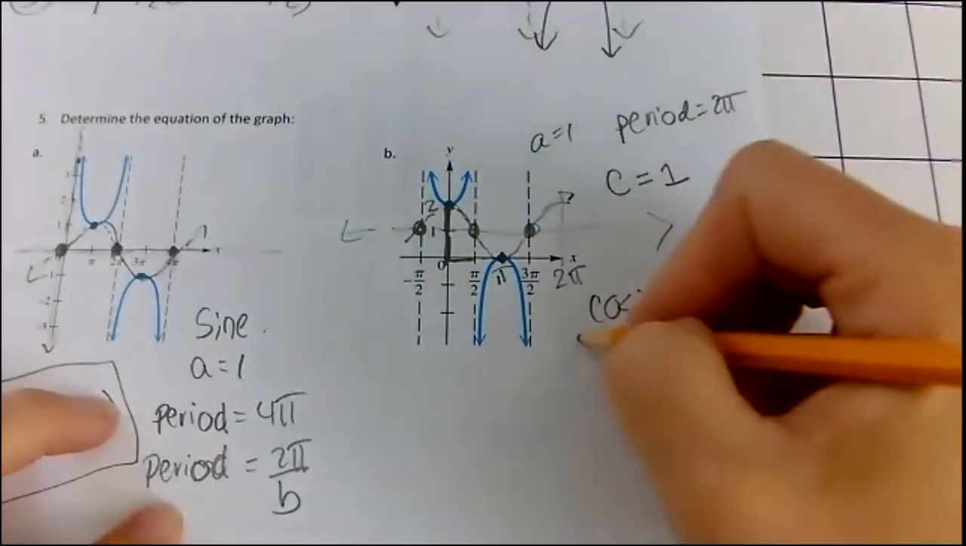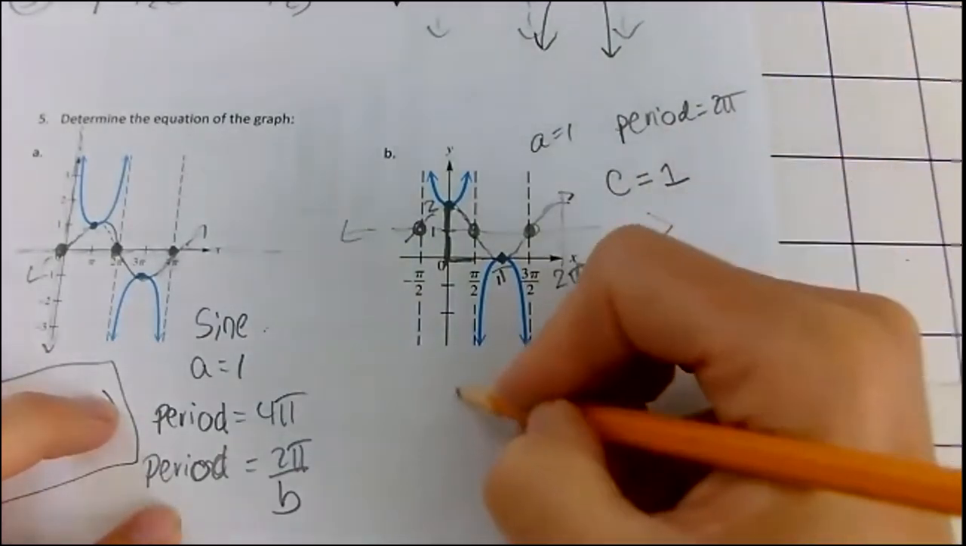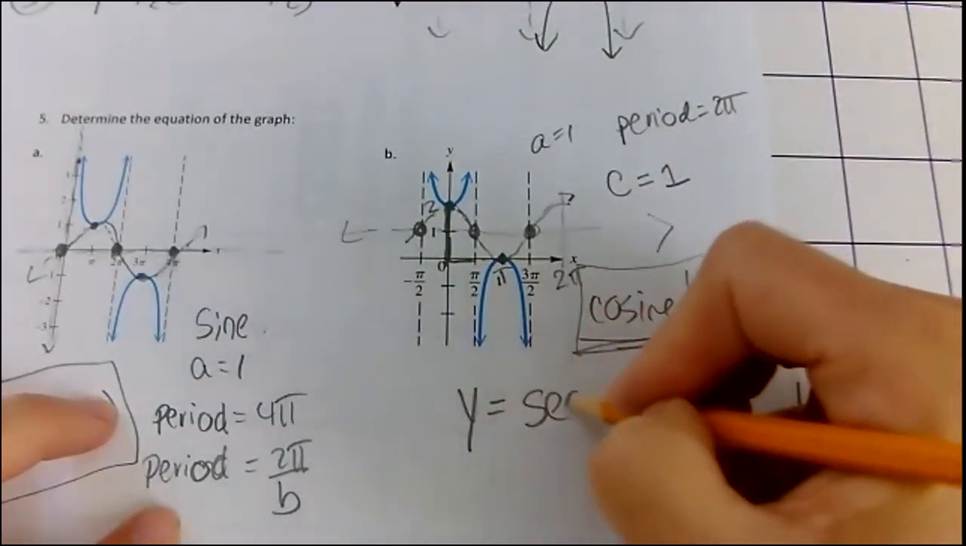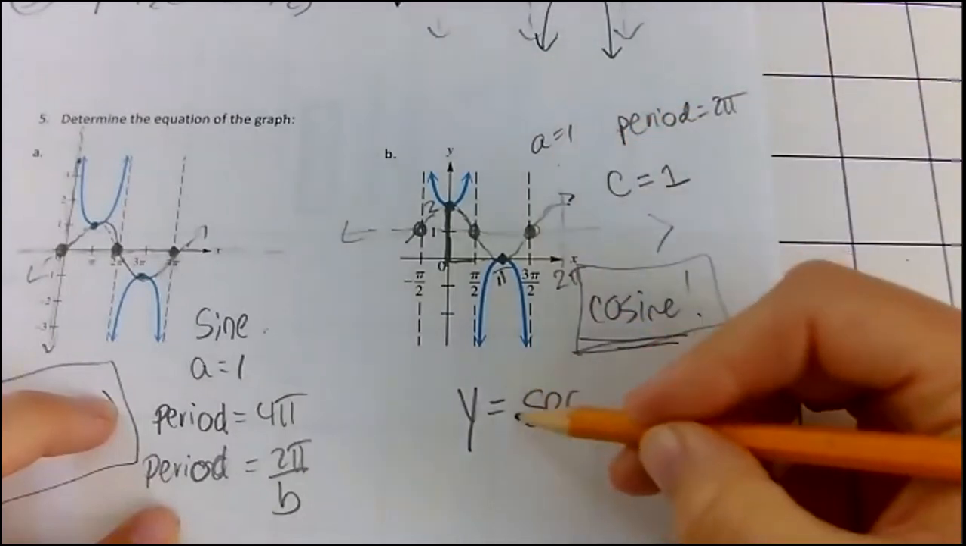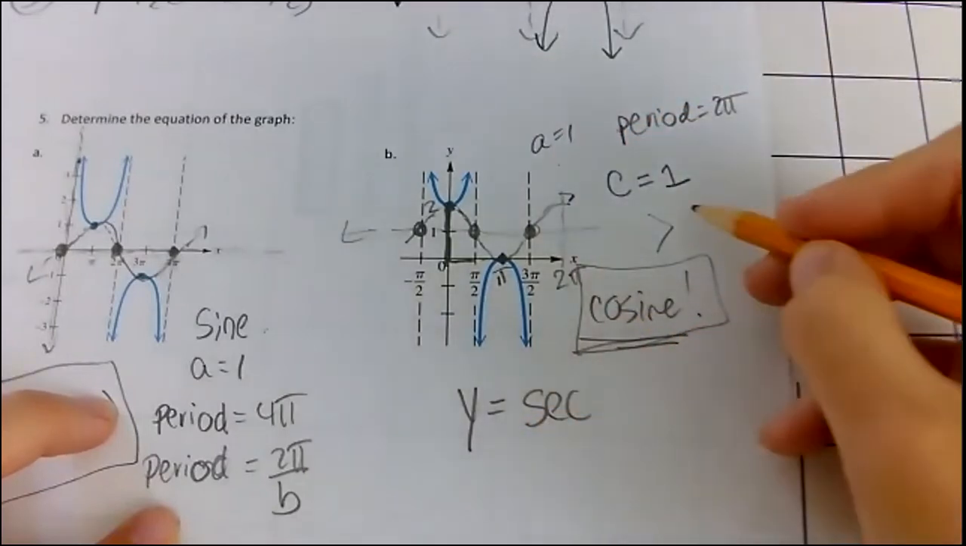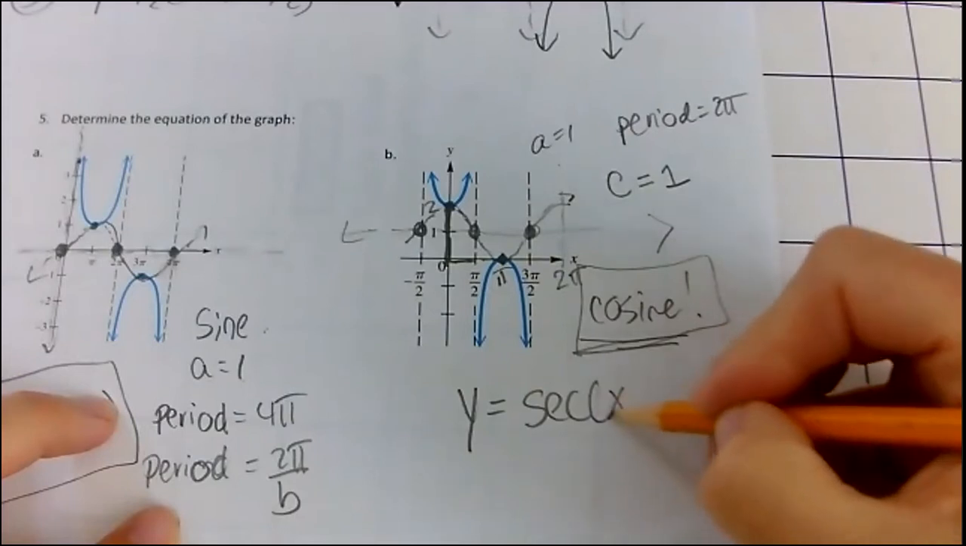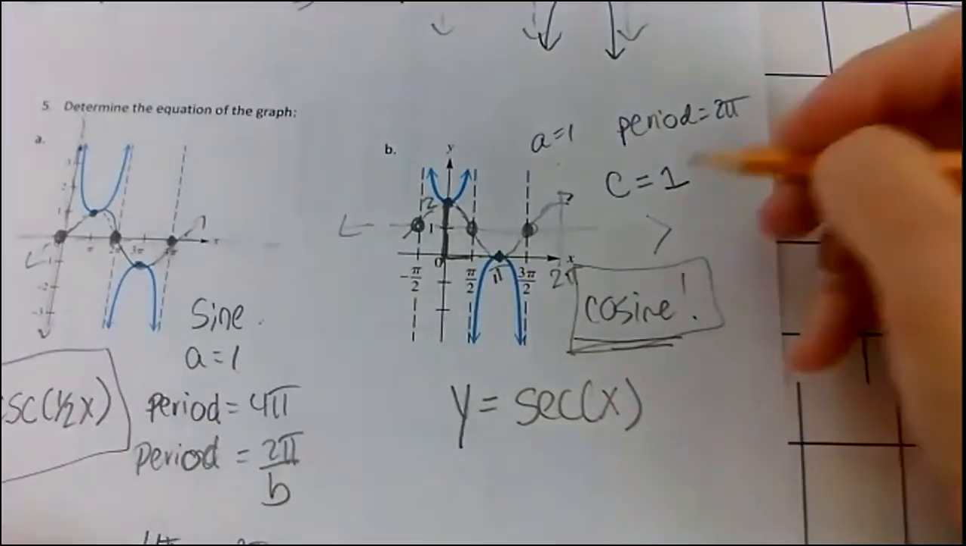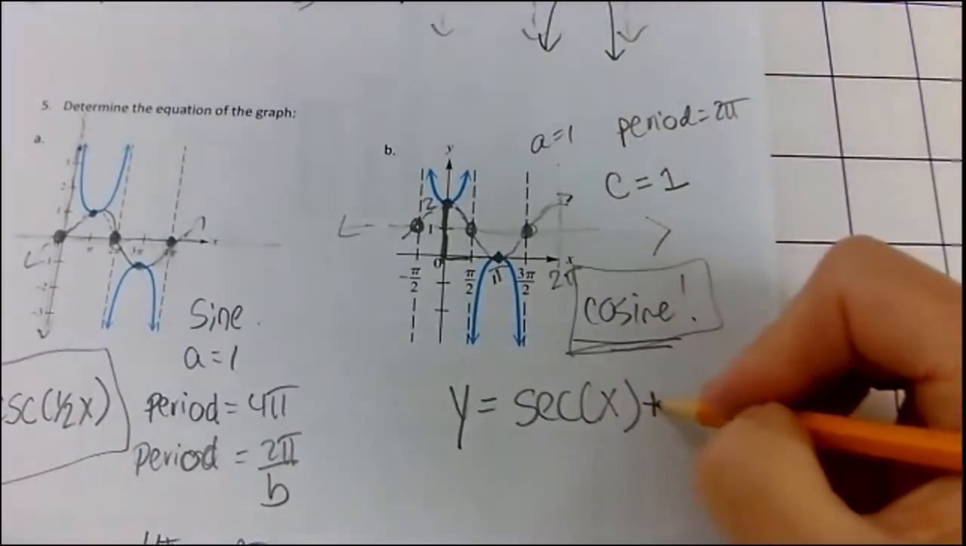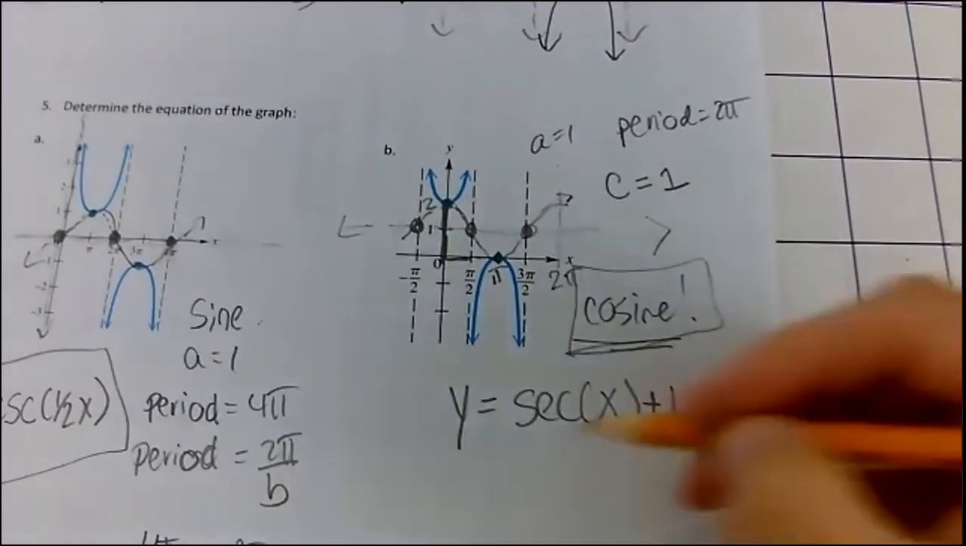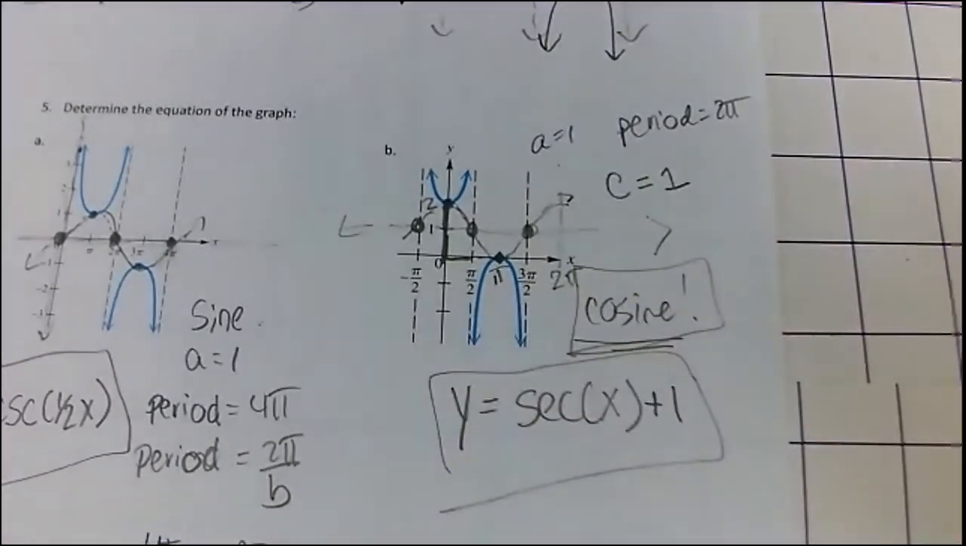All right, because it's a cosine, this is going to be a secant. A is 1, so I don't have anything in front here. And then I don't have a B value, so it's just x. But I do have a C value. I'm adding 1 to it. So this is your final answer for that one. How do we feel here?